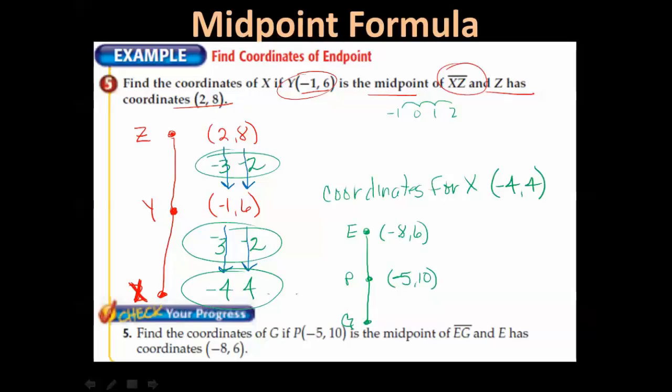So what would I have to add or subtract to -8 to get -5? Well, I would have to add 3, and to get from 6 to 10 I would have to add 4. So I do that to the midpoint. -5 plus 3 is going to give me -2. 10 plus 4 gives me 14. So the coordinates of G are -2 and 14. And that's how that works.